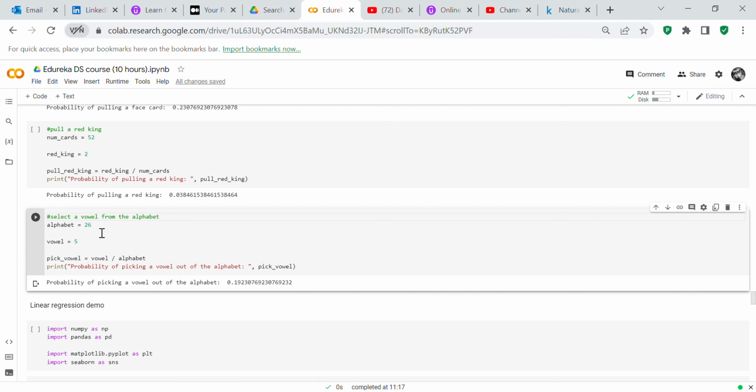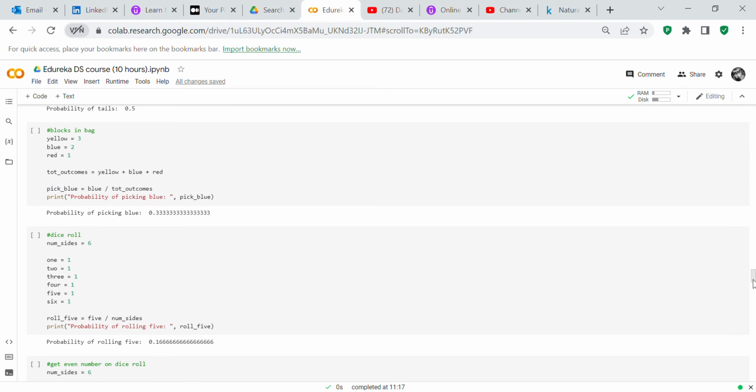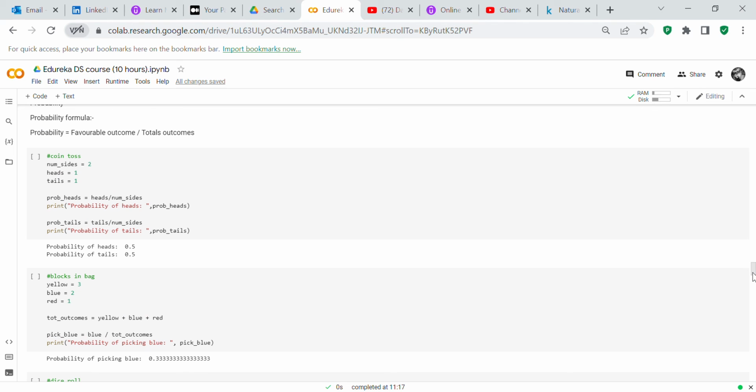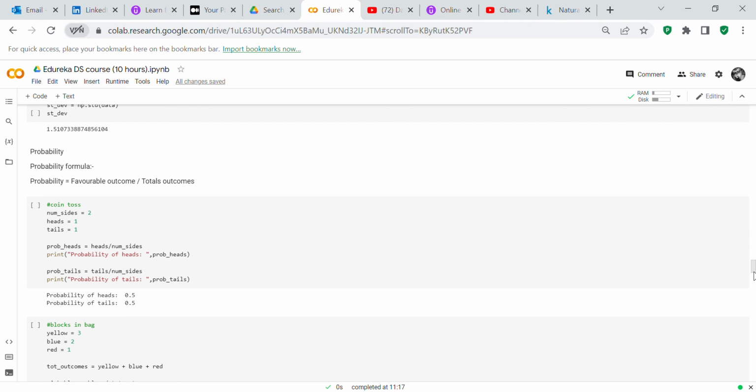So that's it for probability, just performing some simple probability with Python. So if you didn't know what probability was, you know what probability is now. And if you didn't know how to compute or calculate probability, you know how to calculate probability now.